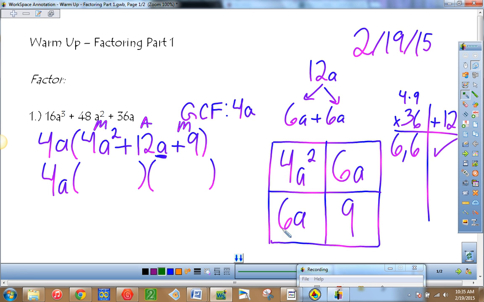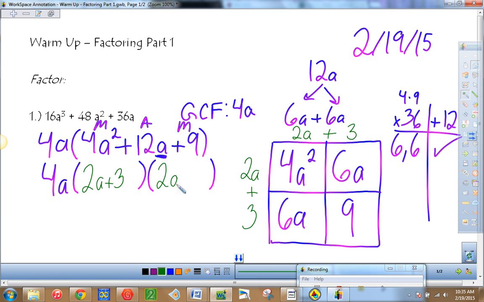Alright, what can you factor out of these two? 2A. What can you factor out of these two? 3. Positive or negative? Positive 3. How about these two? 2A. How about these two? Positive 3, because 6. So you got 2A plus 3, and it's the same. They happen to be the same thing for this one.